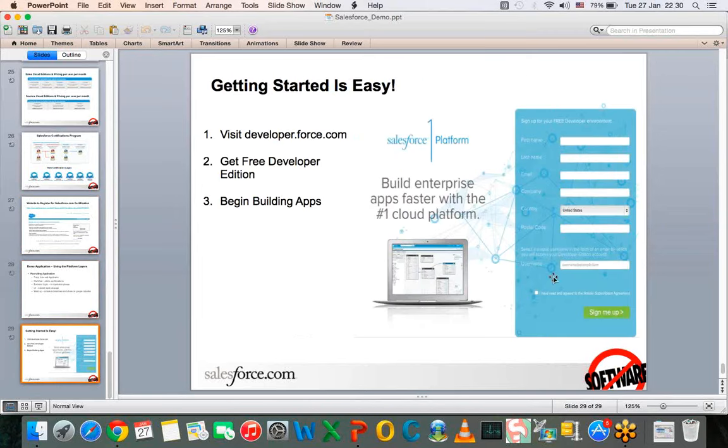And this is the way you can create your own Salesforce developer account. You just need to go to developer.force.com. You have an option to sign up. When you click on sign up, you see a screen something like this. You just give your details and click on sign up. So this is how you can get started with your free developer account, log into it, and start building your applications on the cloud using Salesforce.